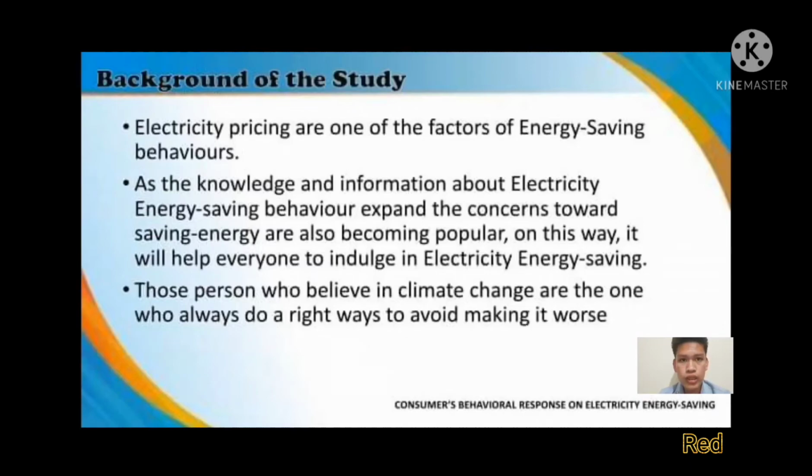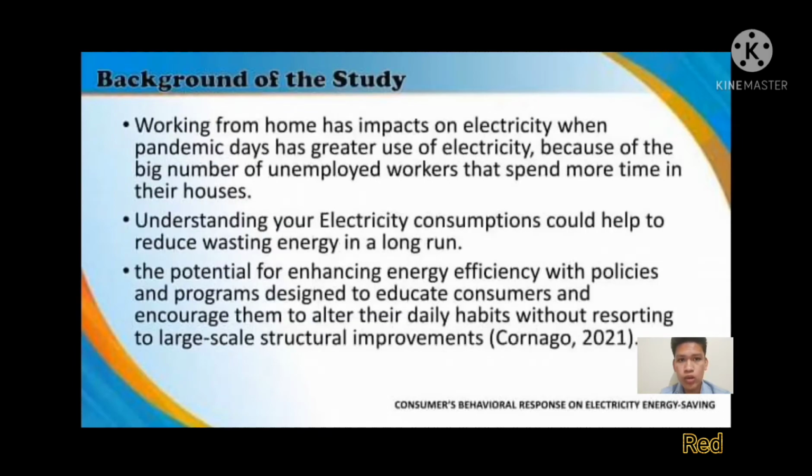Those persons who believe in climate change are the ones who always do the right ways to avoid making mistakes. Working from home has an impact on electricity, as pandemic days have greater use of electricity because of the big number of unemployed workers that spend more time in their houses. The importance of this study was to determine the electricity energy saving behavior response of consumers of Manila Electric Company within the Metro Manila area.